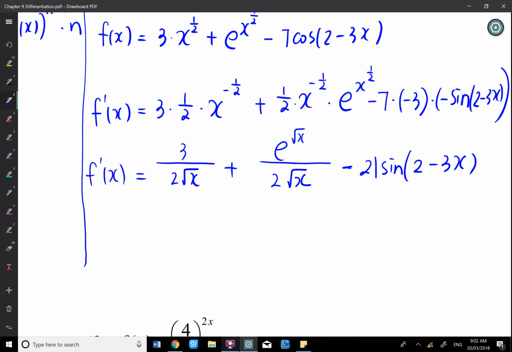Deriving the cosine is very tricky. You derive the inside, you get a negative 3. But the cosine itself will become a negative sine. Remember that? Sine to cosine, cosine to negative sine, and tangent to secant squared. So outside you have a negative 7. Derive the g(x), you get a negative 3, and then cosine itself becomes a negative sine. So it's still a negative there. So that one is a little bit tricky.